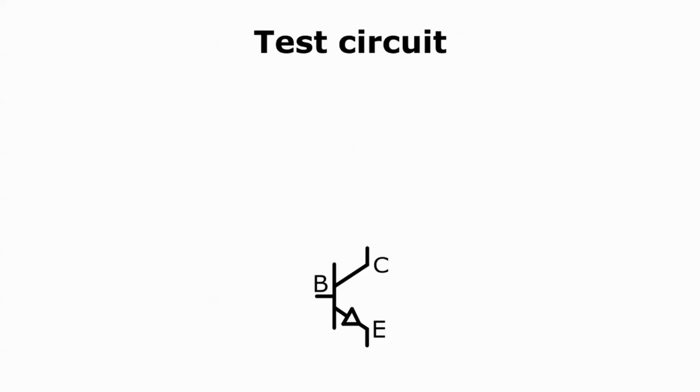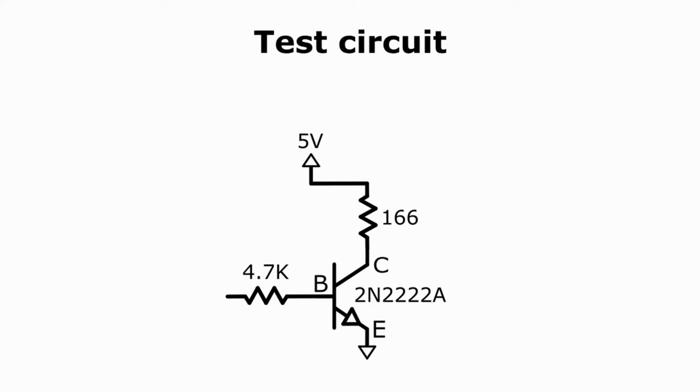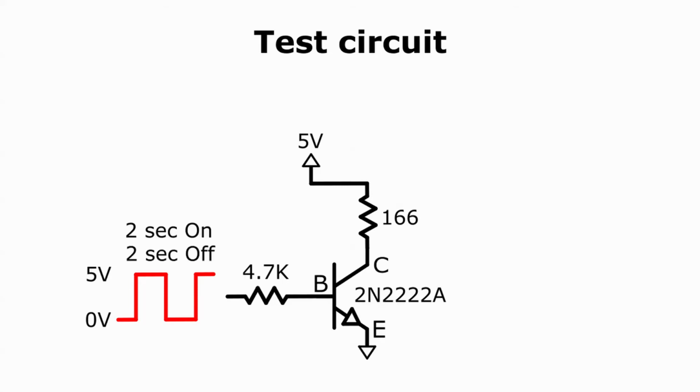I'm now going to put together a real switching circuit using this 2N2222A transistor. I'll connect the same 4.7K base resistor and the same 166 ohm collector resistor as before. The top of the collector resistor will be connected to a 5-volt supply, but the base resistor will be connected differently. The driving signal for the base resistor will be a square wave. The square wave will alternate between 5 volts and 0 with a period of about 4 seconds. It will be on or high for 2 seconds and off or low for 2 seconds.